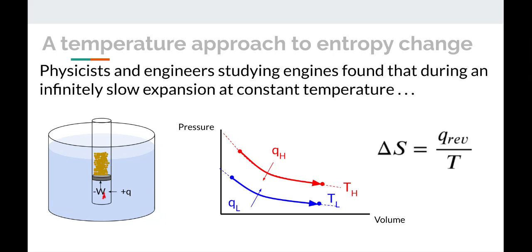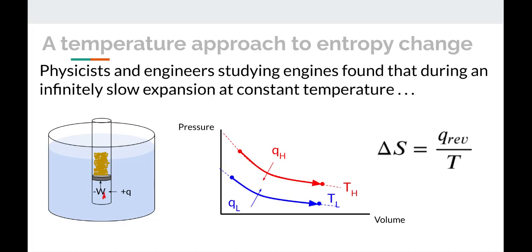A guy named Carnot found that the ratio of the hot temperature heat transfer to the hot temperature was going to be equal to the ratio of the low temperature heat transfer to the low temperature. He realized that this ratio represented the change in the dispersal of energy as the particles expanded.